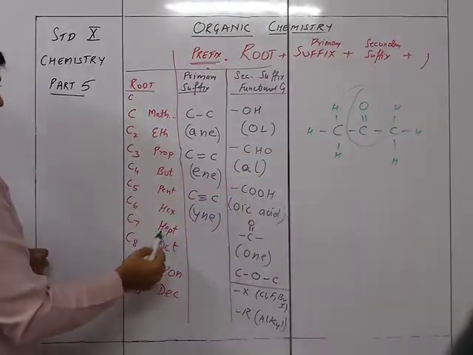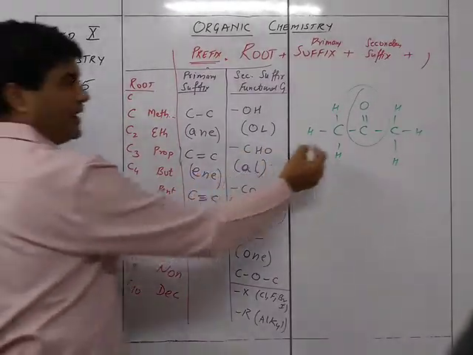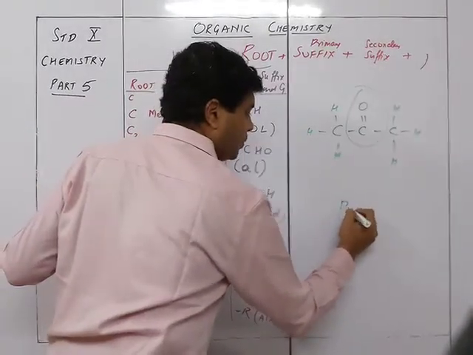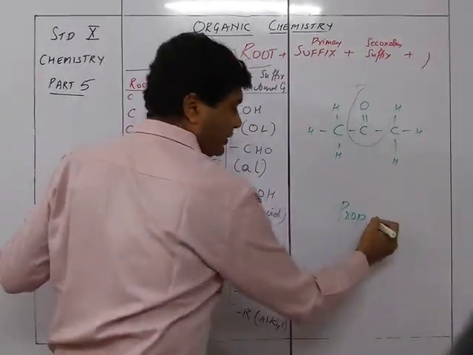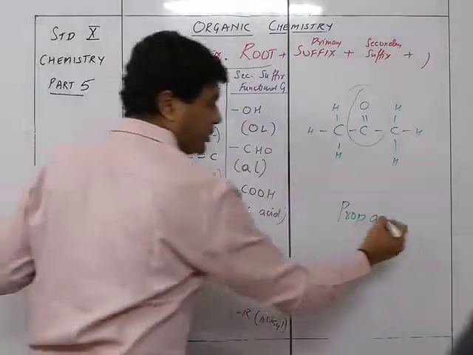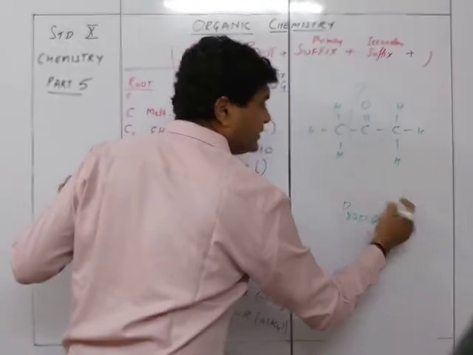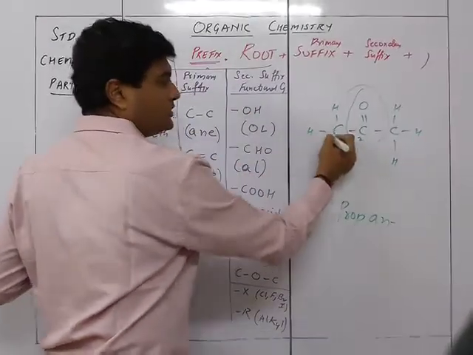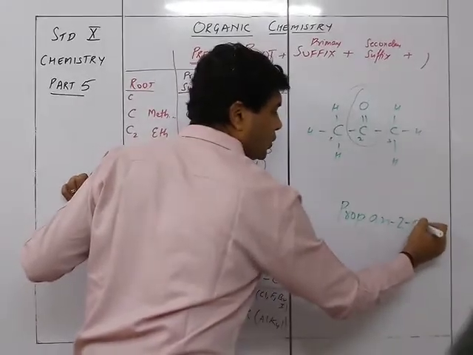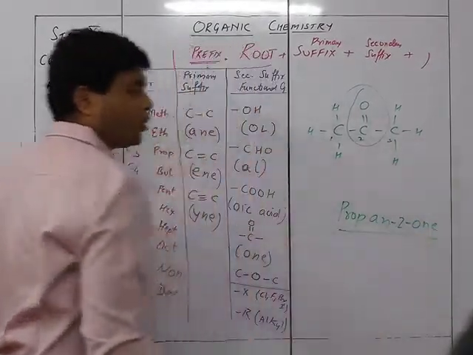So what is it? This is 1, 2 and 3. So 3 is prop, P-R-O-P. All single bond, so it is ane. There will be a secondary suffix of one. But this one is at what level? This is at 2. This is 1, 2 and 3. So that's why I'll write over here 2-O-N-E. So that will be propan-2-one.